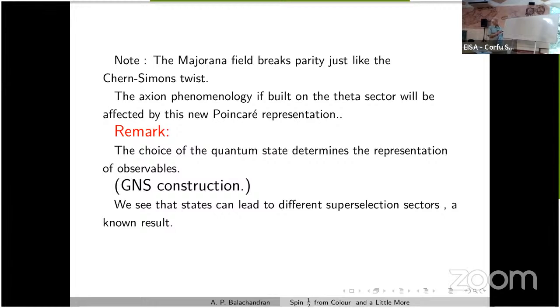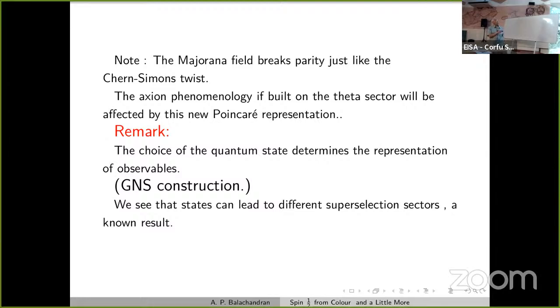But anyway, let me remark here already that I think, but I don't know how to do the calculations, that the axial phenomenology, which is built on the theta sector, will be affected by this new Poincaré transformation. The new rotation generators I have written down will affect the axion model. But let me give you what happened now.